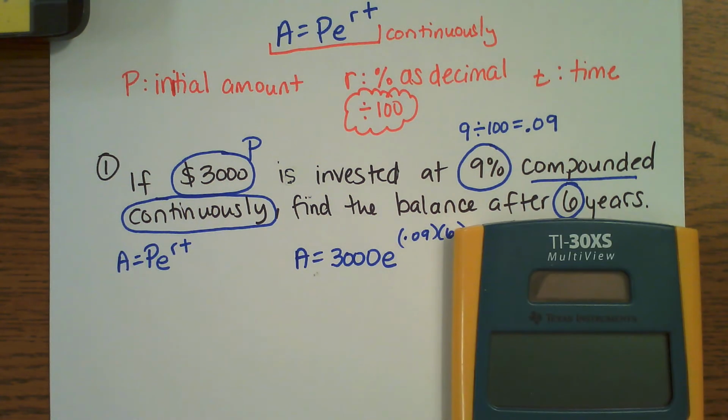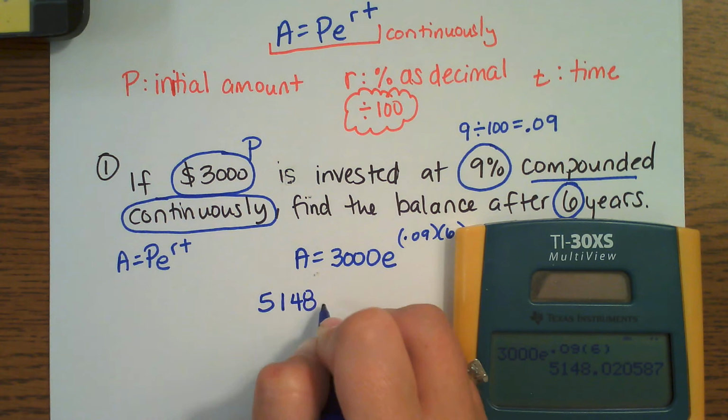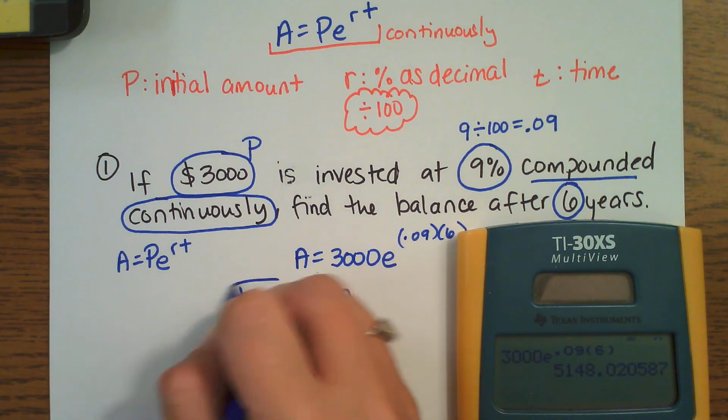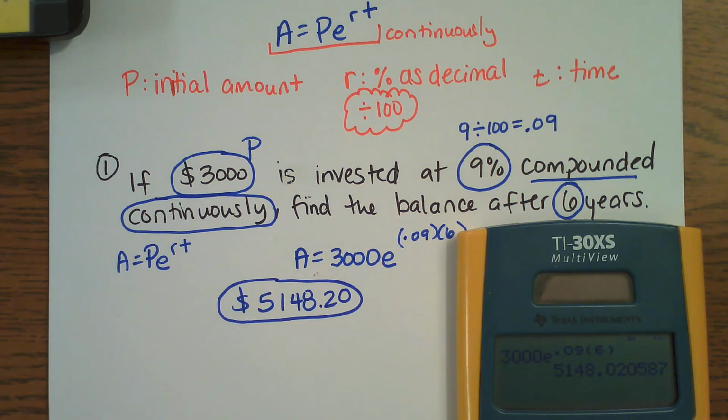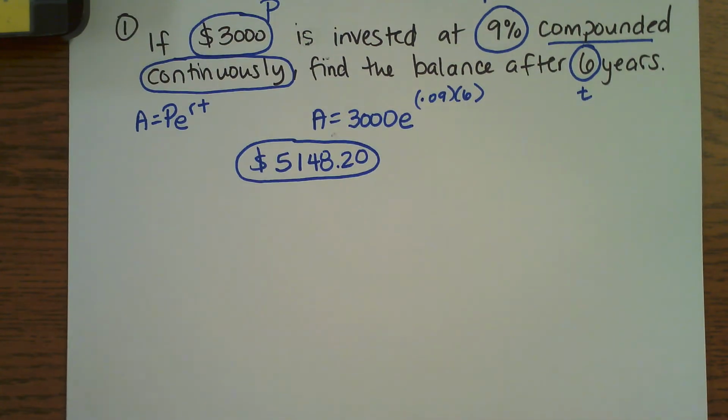E is a button on your calculator. It is not a variable. So you would make $5,148.20. Well, you wouldn't make that much, but you'd make over $2,000 on that investment. Banks don't really pay that much interest, but in case they did, it'd be worth your time. All right, I'd like to try to squeeze in one more before we run to lunch.